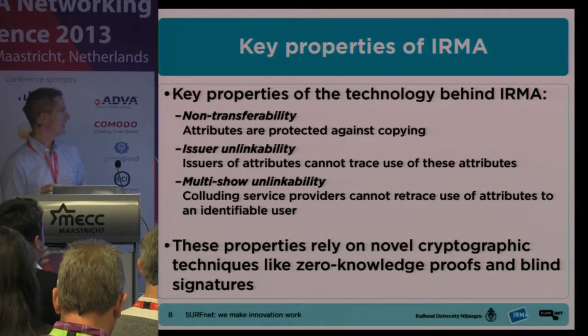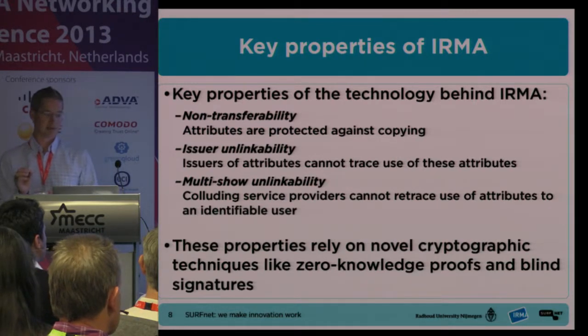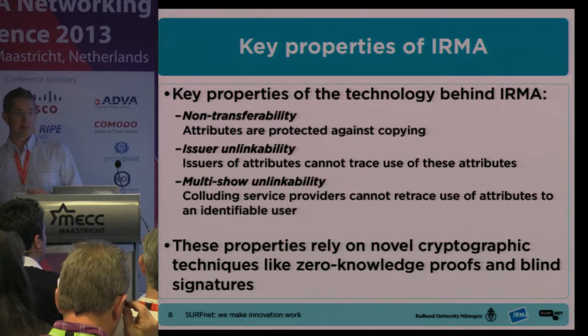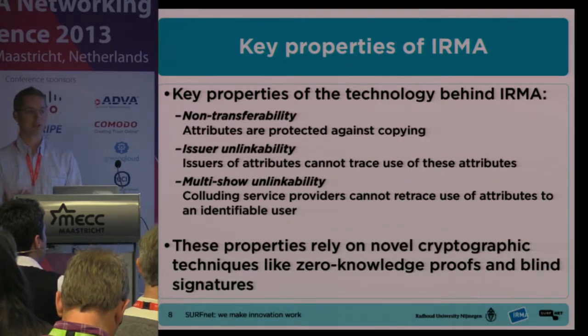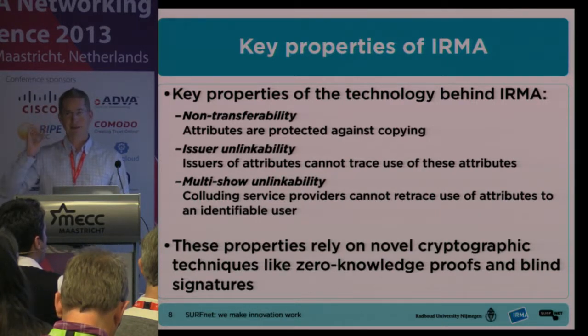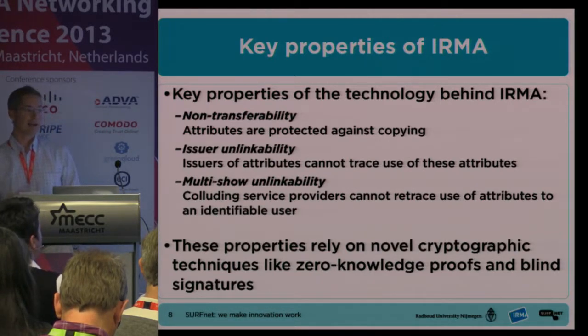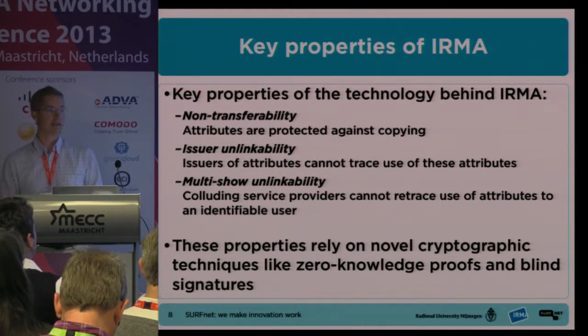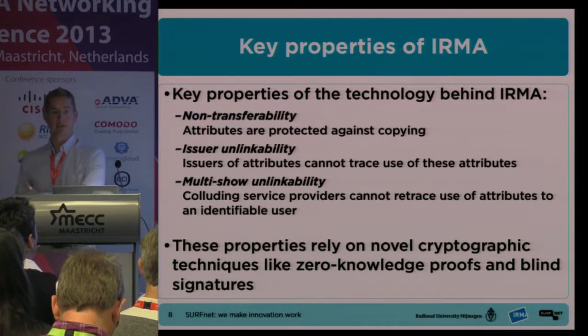Another key property that we want to achieve is what we call issuer unlinkability. And that's an interesting one, because what we want is that issuers of attributes, so the people that provide authoritative information about you as a user, are unable to trace where you use those attributes. And if you think about it, in our current identity federations, that property does not exist. Especially in mesh federations, identity providers know where you are using your identity. And you have to ask yourself whether that is really a desirable property. Does your home organization really need to know where you use your identity?